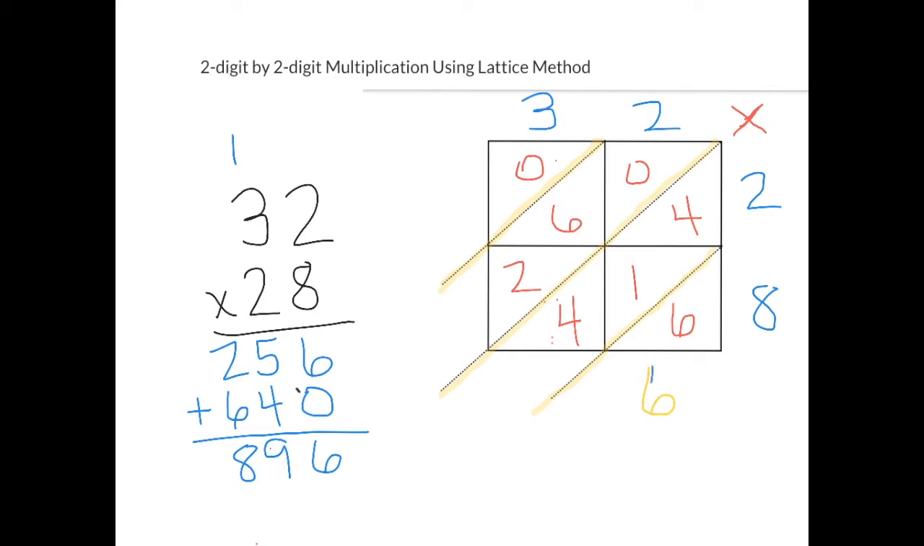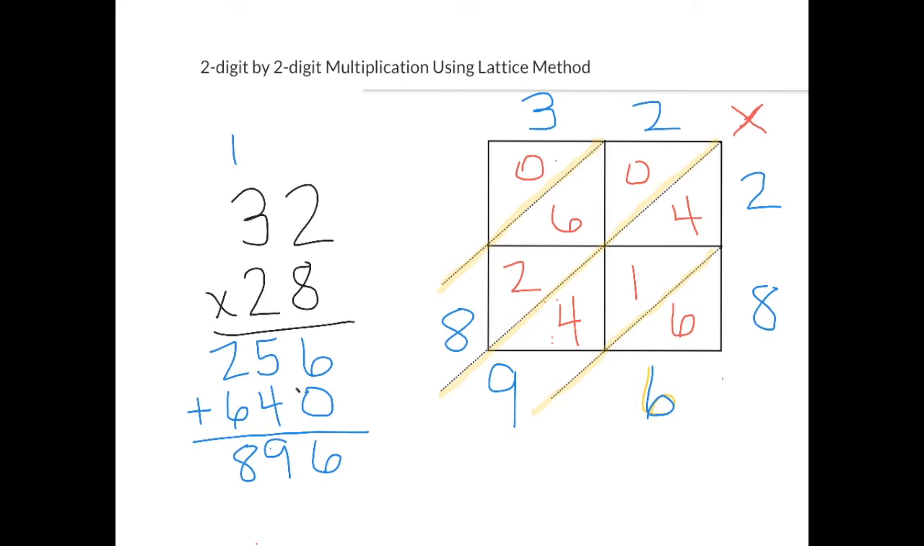And I should have used a different color. Okay, the next column you're going to add, or diagonal I should call it, is 4 plus 1 is 5, plus 4 more is 9. 0 plus 6 is 6, plus 2 more is 8. And finally, the last diagonal is a 0. You don't have to write a 0 there. You can, but it won't change your answer.